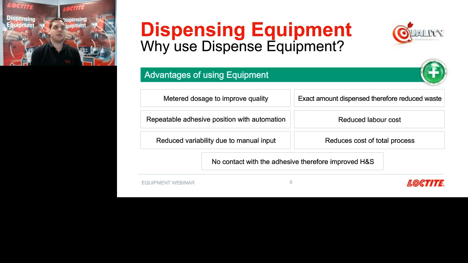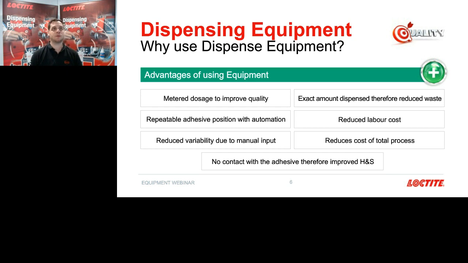So just to summarise then, the main advantages of using dispense equipment: you get a metered dose, which can improve your quality. What that means is you get the exact amount dispensed every time. Therefore, you reduce your waste and improve your repeatability.